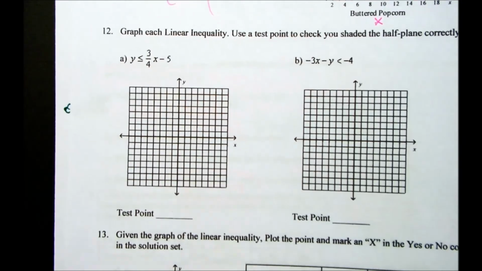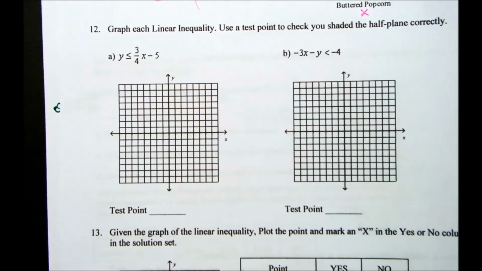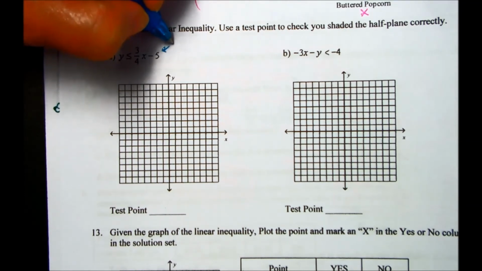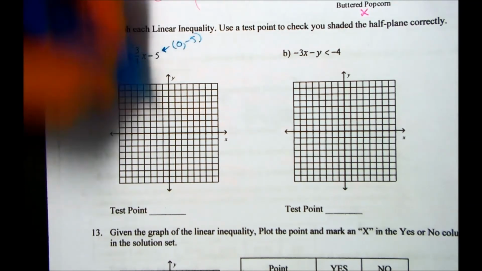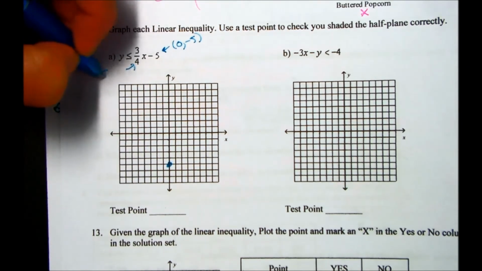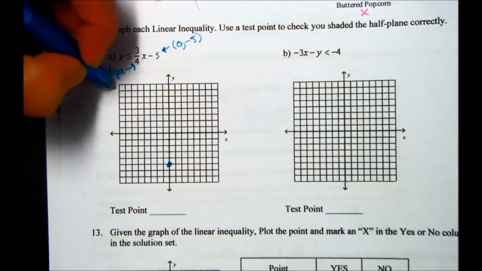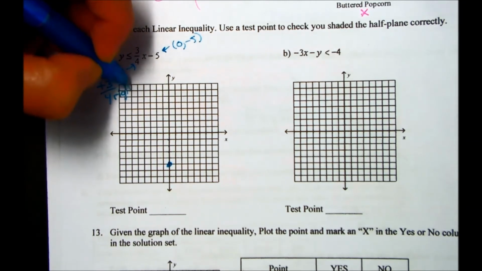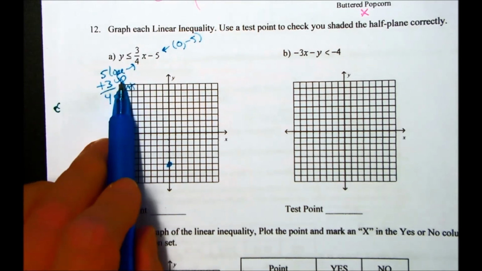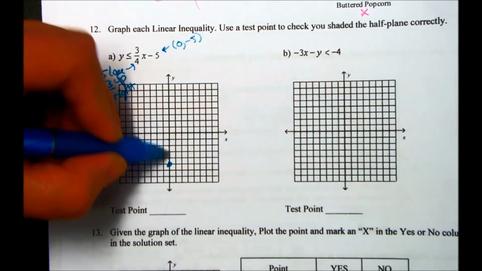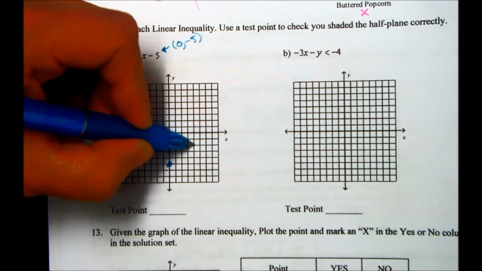Number 12. Again, we are graphing our linear inequalities. The first one here is in slope-intercept form. So our y-intercept is the point (0, -5). It's on the y-axis. And our slope is a positive 3/4. So if it's positive, it's going to go up to the right. So we want to count up 3 spaces, then to the right 4, starting at our y-intercept. So count 1, 2, 3 up, 1, 2, 3, 4 right.